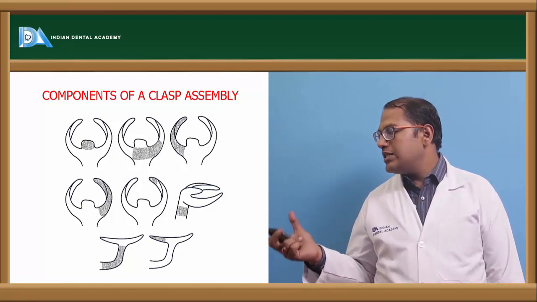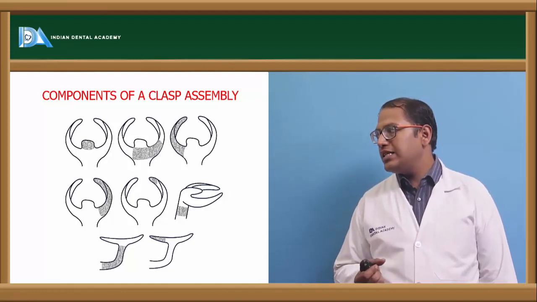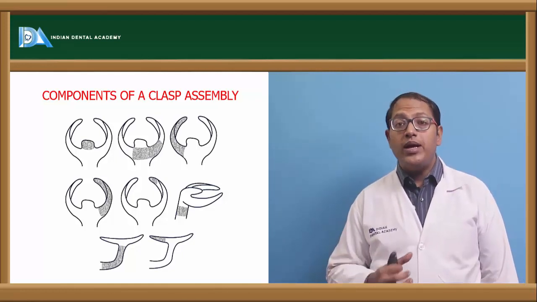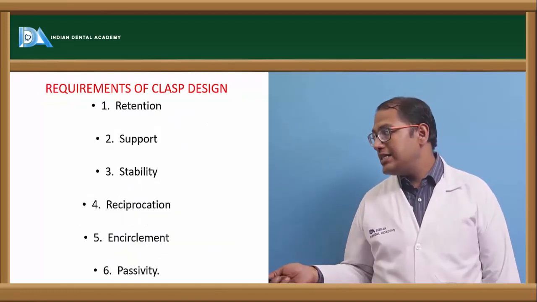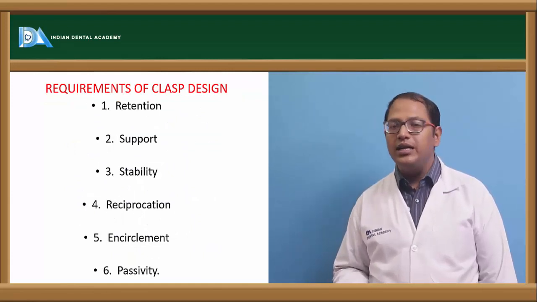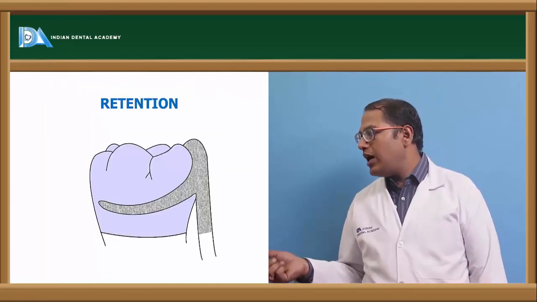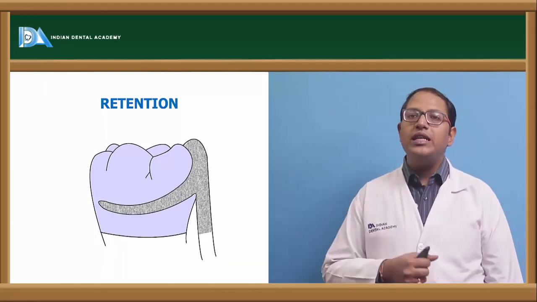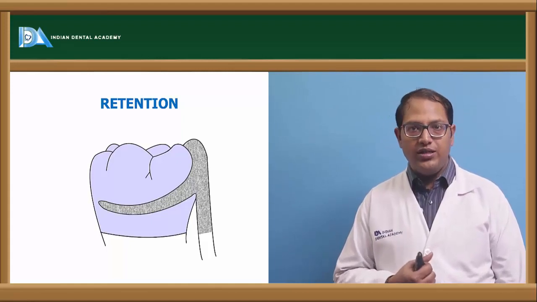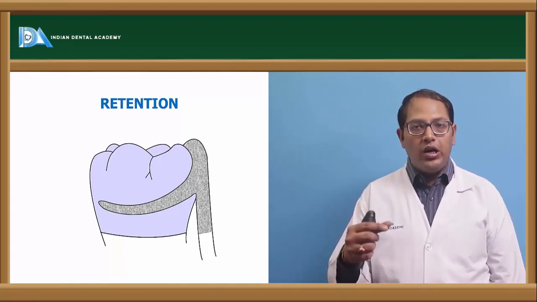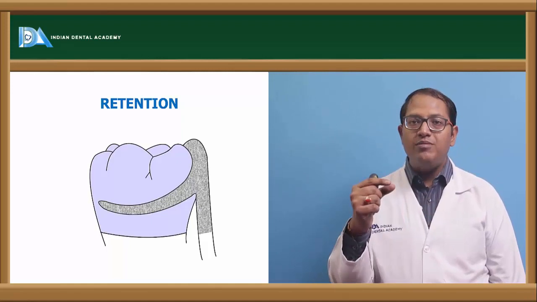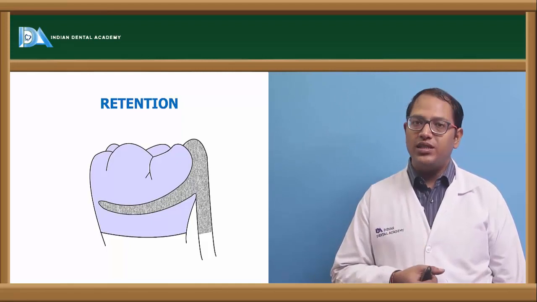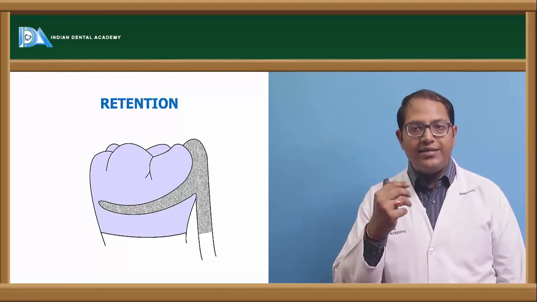Now, what are the importance and the requirements we should have in these? It should have retention, it should give stability, support, reciprocation, passivity and encirclement. We'll come to all of these one by one. Retention, as we know, how are we going to give retention? The retentive arm of the clasp assembly is going to provide us retention. How is that providing? Because the retentive tip, or the retentive arm's terminal end, is going to go beneath the height of contour, so it will engage the undercut area.